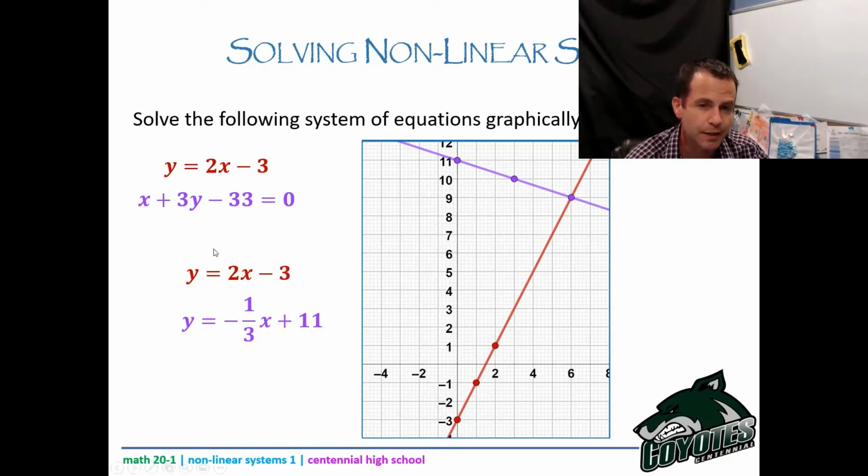So just remember, we've got 2x minus 3. I'm actually going to write that on a piece of paper here so that I'll remember when I switch screens, and negative 1/3 x plus 11. Okay, negative 1/3 x plus 11. So give me 1 sec to switch screens here. And we're going to go to a graphing calculator.